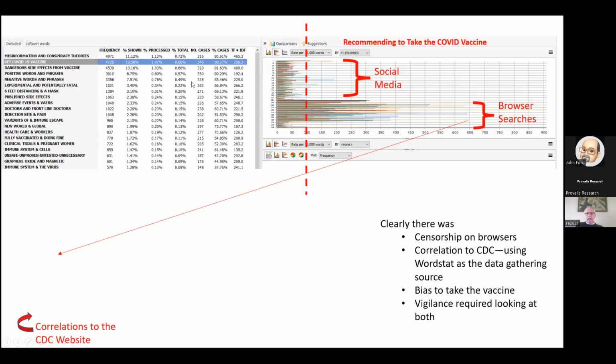If you look at this idea on endorsing, recommending taking the vaccine, when I looked at just browser searches, it was highly recommended to take the vaccine, right? If you look at endorsements in WordStat as rates per 10,000 words, you can see it shoots out here. You also see what an important metric this is in WordStat. In order to fulfill the requirement of Janis and Mann, and that is look at the pros and cons, I was forced to go into social media. And you'll see that the endorsements are far less there, right?